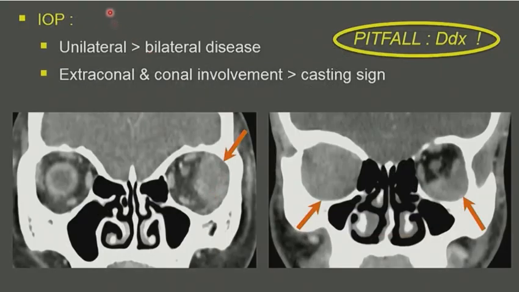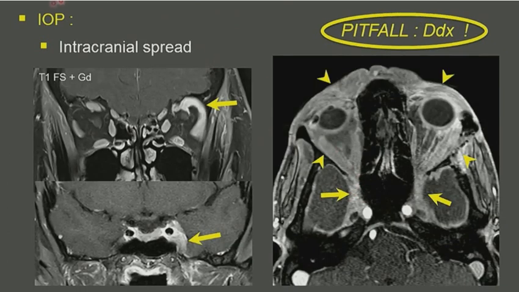Now, what about inflammatory orbital pseudotumors? It has many features that are quite similar in terms of morphology to lymphoma. For example, unilateral disease is much more common than bilateral disease. All of these are inflammatory pseudotumors. We have extraconal and conal involvement, which is much more common than the casting sign. Another feature that you can also have in inflammatory pseudotumors is intracranial spread.